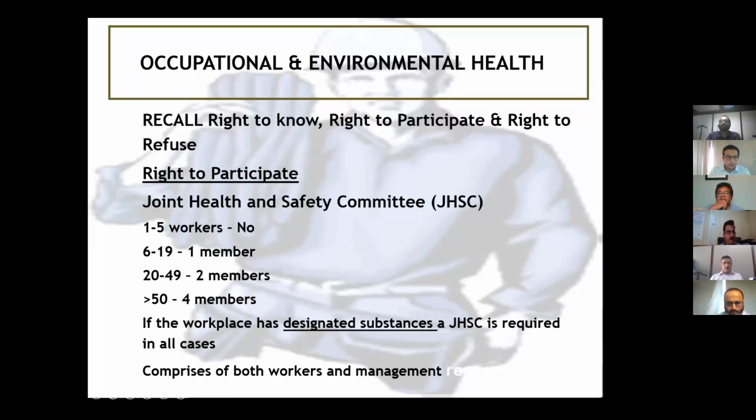We also discussed the workers' right to know, right to refuse work, and right to participate. Number 1 is through the Joint Health and Safety Committee members. There are certain categories of these. If a workplace has 1 to 5 workers, then no Joint Health and Safety Committee is required, and then 1 member, 2 members.